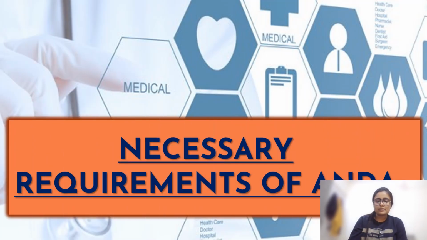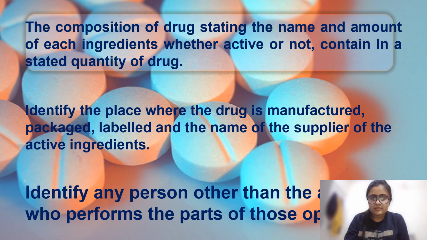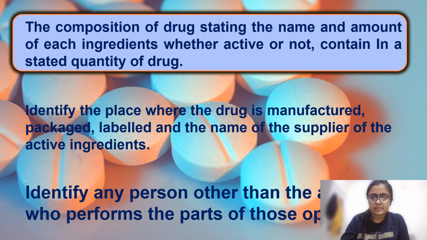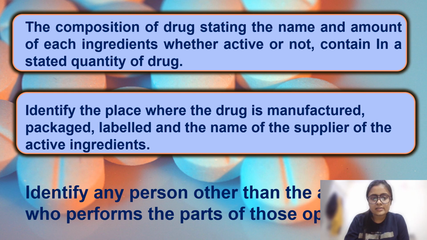So, necessary requirements of ANDA. Let us talk about what are the necessary requirements needed for ANDA. The very first is the composition of the drug, stating the name and the amount of each ingredient, whether active or not, contained in a stated quantity of a drug. The second one is to identify the place where the drug is manufactured, packaged, labeled, and the name of the supplier of the active ingredients. The last one is to identify any person, other than the applicant, who performs part of those operations.